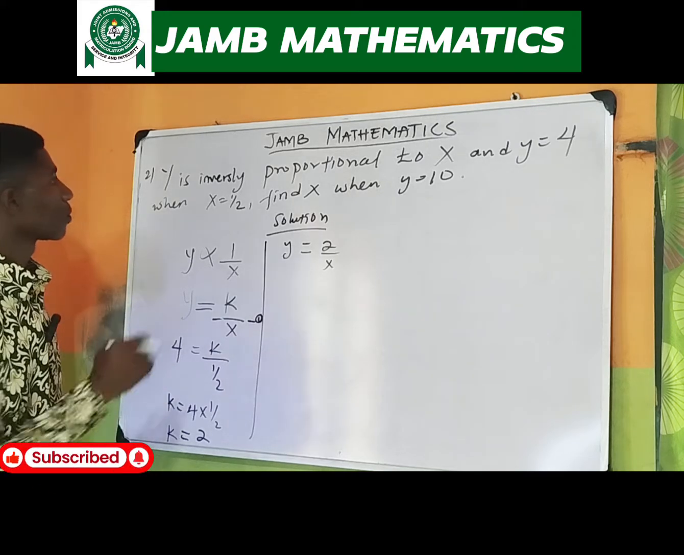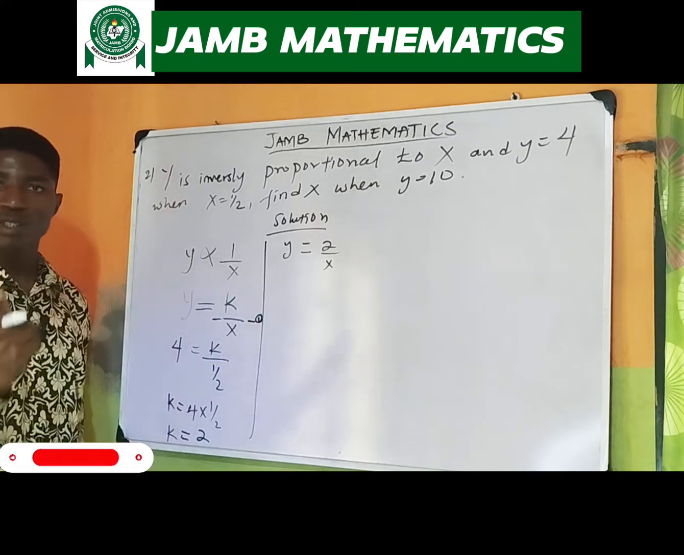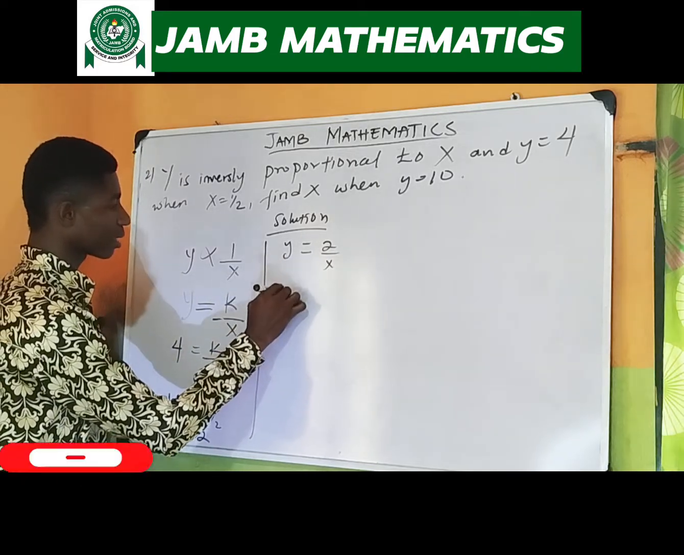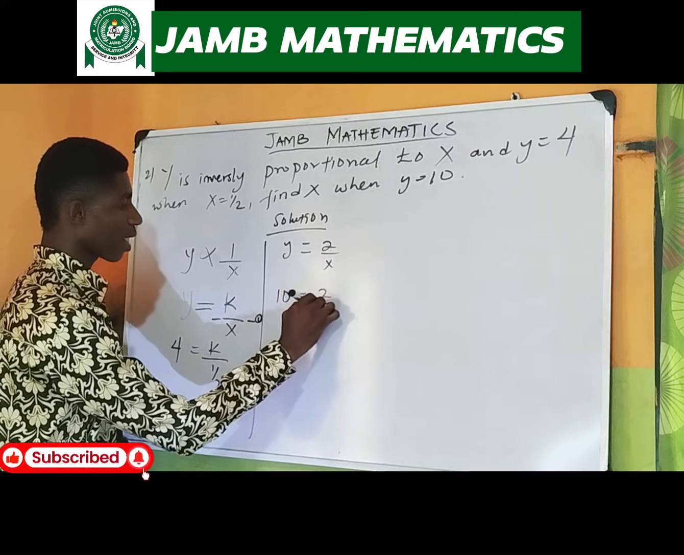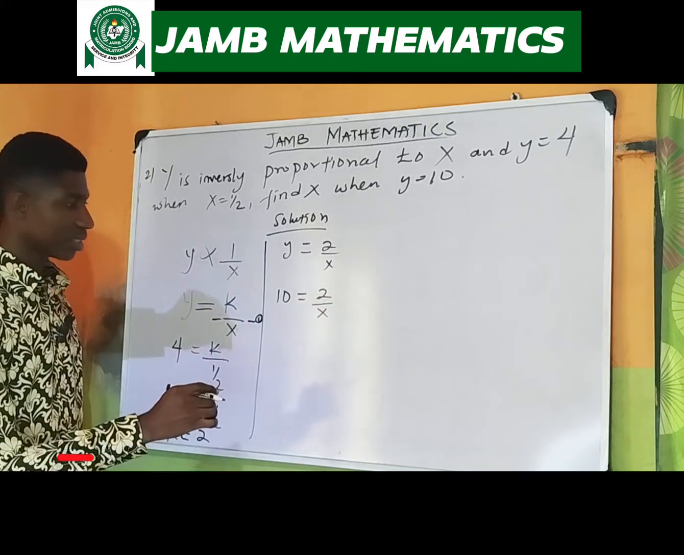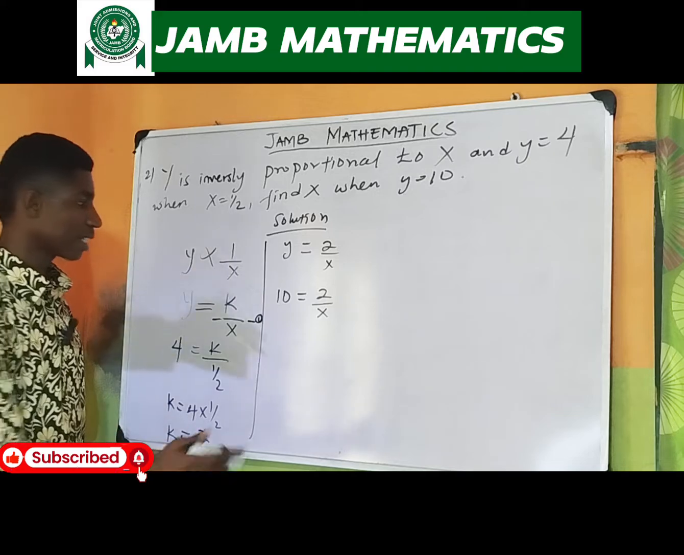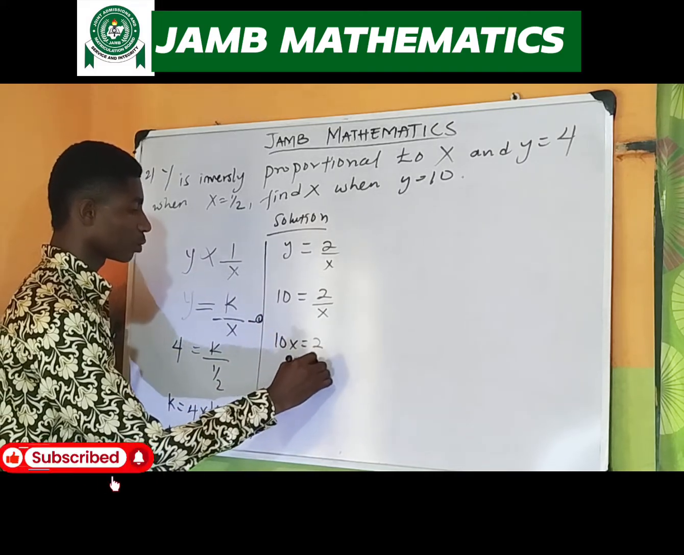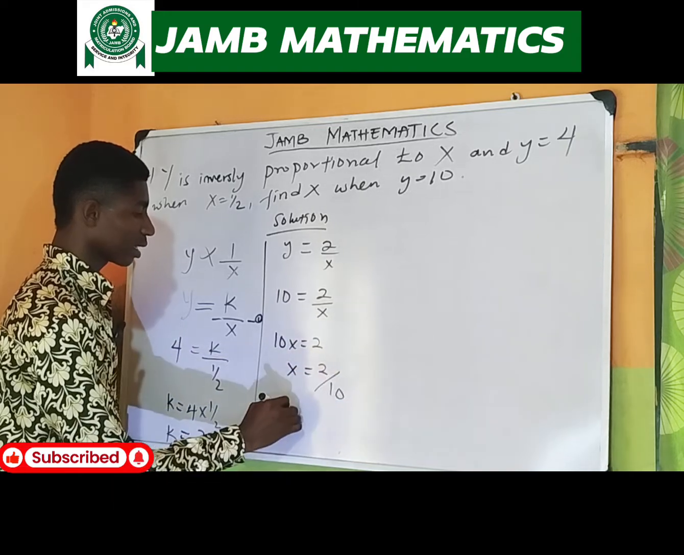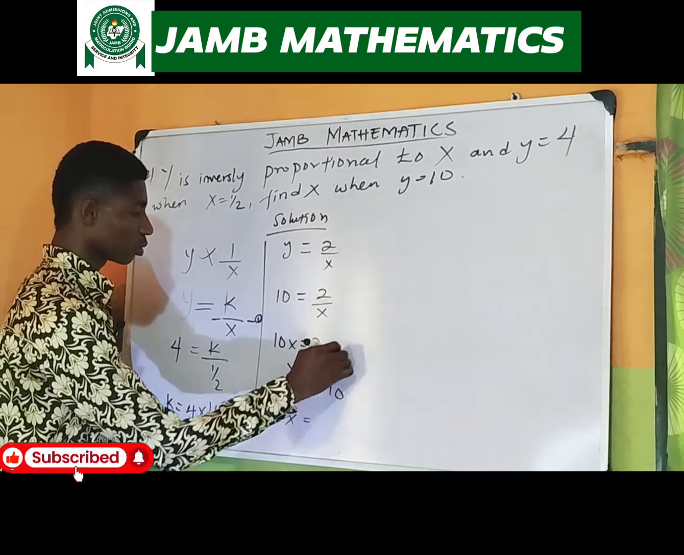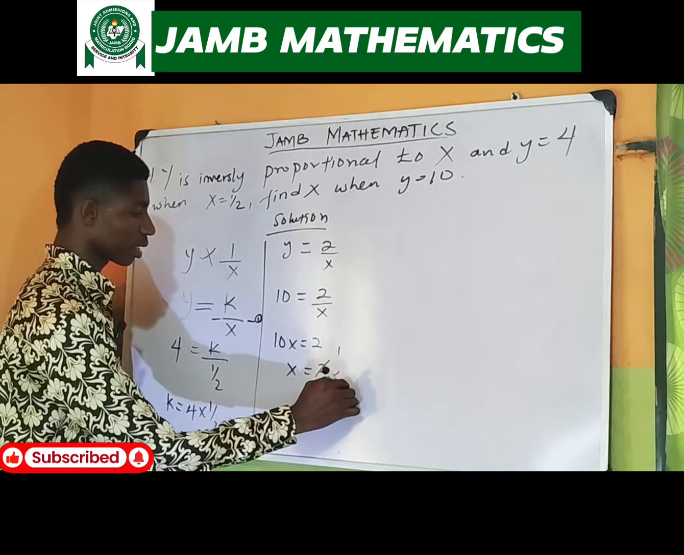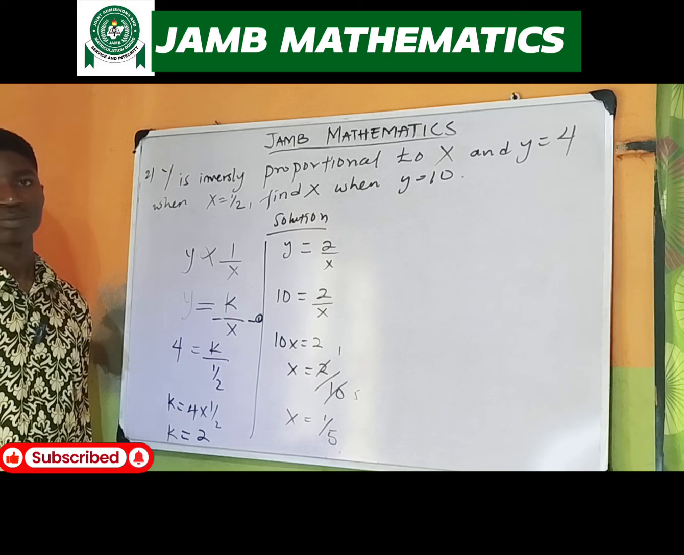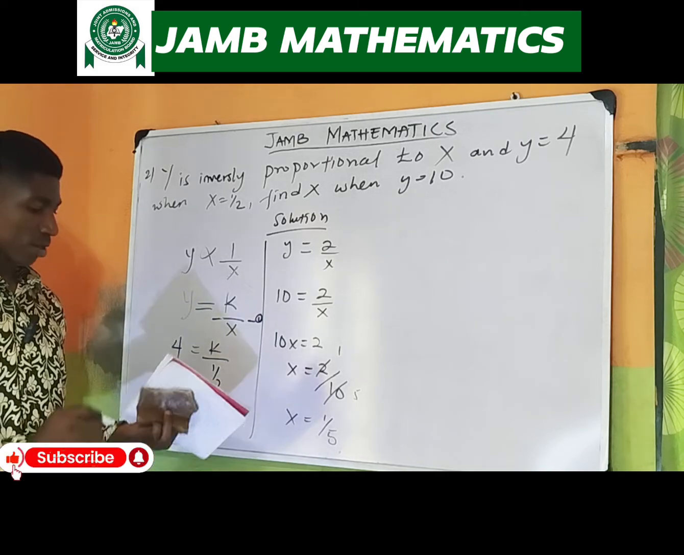Now, find x when y is equal to 10. So y is 10, equal to 2 over x. By making x the subject by cross multiplying, we have 10x is equal to 2, and x is equal to 2 over 10. 2 into 2 is 1, 2 into 10 is 5. So x is 1 over 5. I hope it's clear.